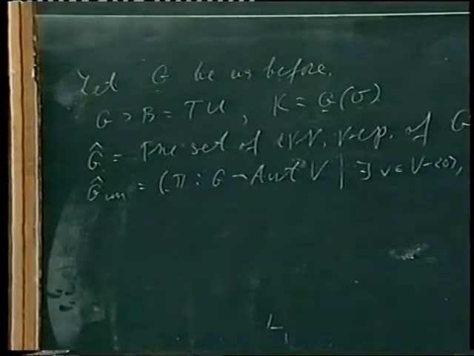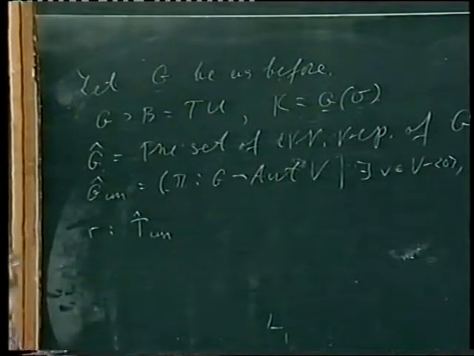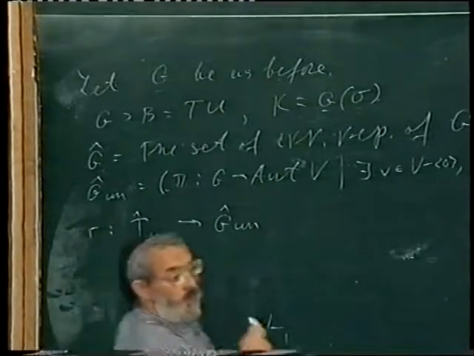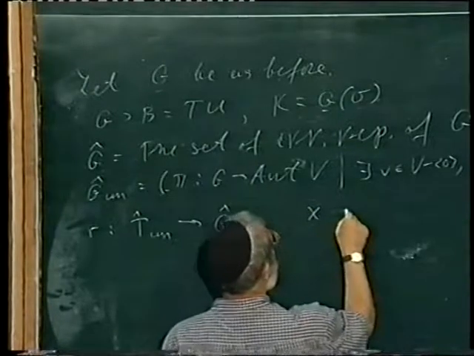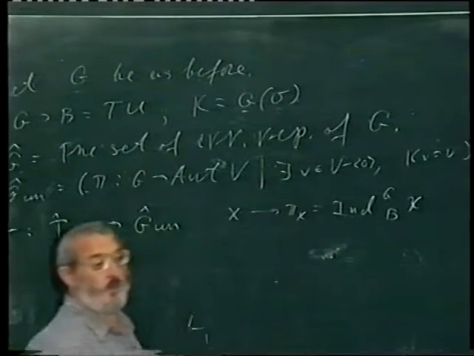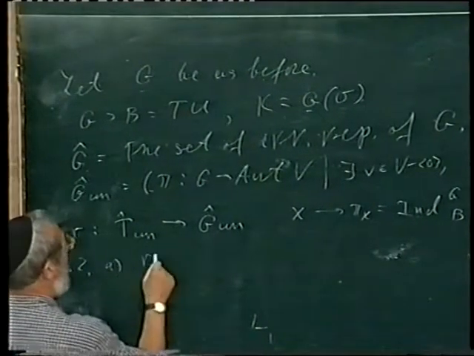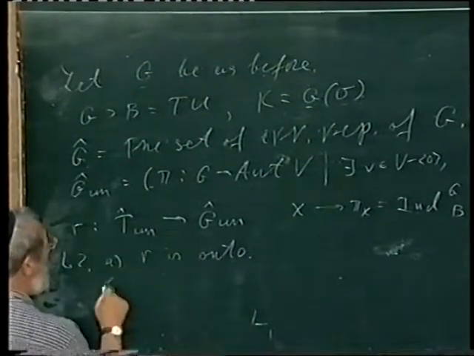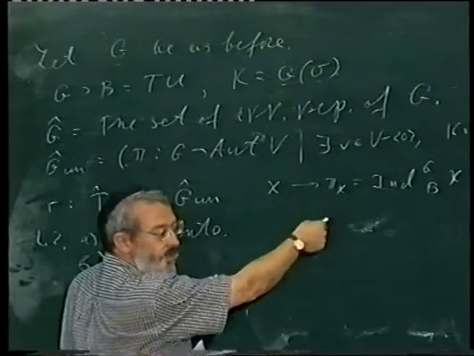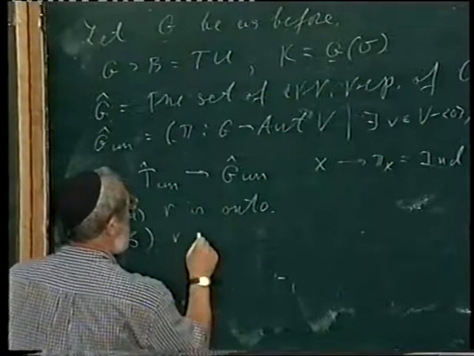Now we have a natural map, a very important map, let's call it R, from T hat unramified into G hat unramified. Any character chi goes to the representation pi chi, which is just the induced representation from B to G with the character chi, where you understand unitary induction. Now, Lemma 2, which is very easy: A, R is onto, and B, moreover, there is a unique subrepresentation with a K-invariant vector. Once more I ignore this. R is W-equivalent.